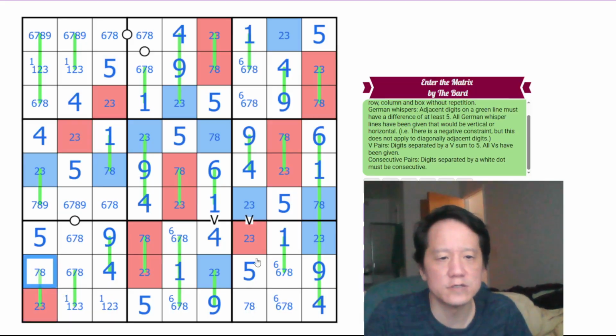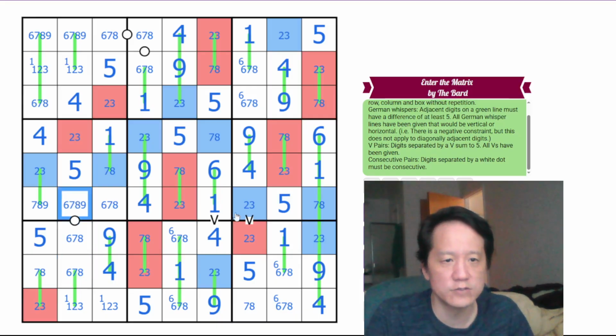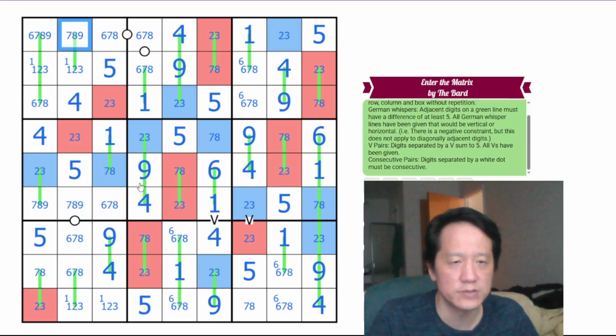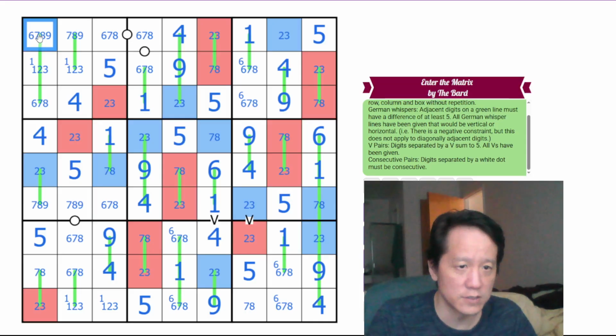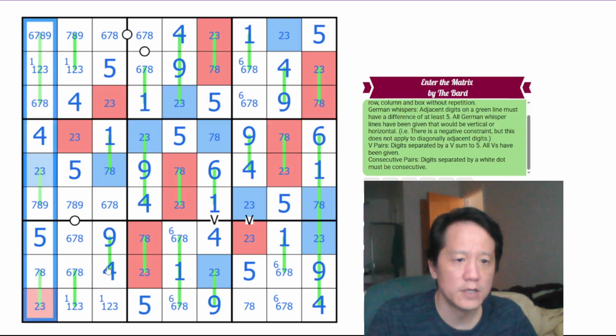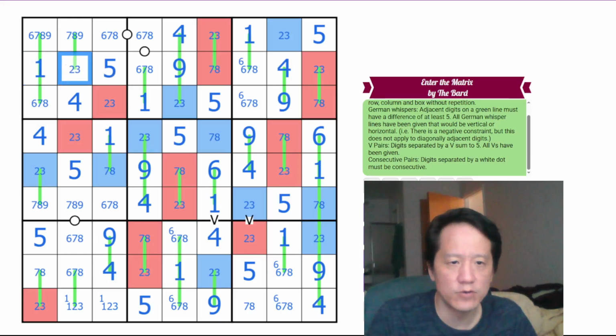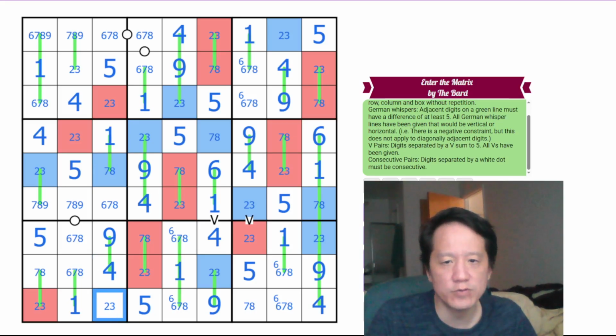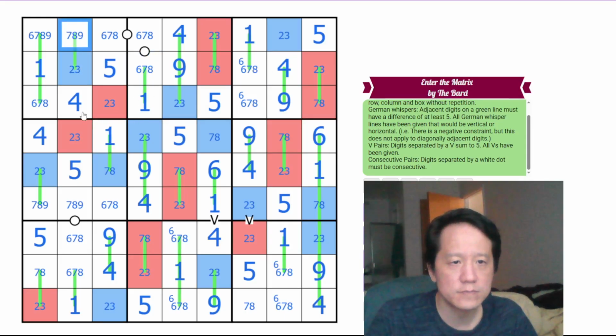This can't be 6. So 6 is one of these two, which means this can't be 6 and this can't be 6. One of these two must be a 6 in column. And this can't be 2 or 3, so this is 1. This cannot be 1 here. This can't be 1 here, so this must be 1 here. This must be the blue 2 or 3. This is also the blue 2 or 3. 6 has to be one of these two. Okay.